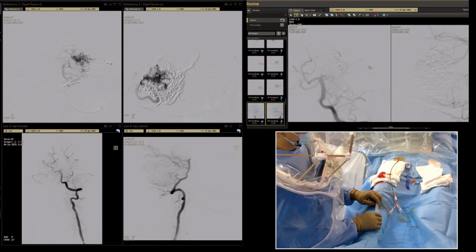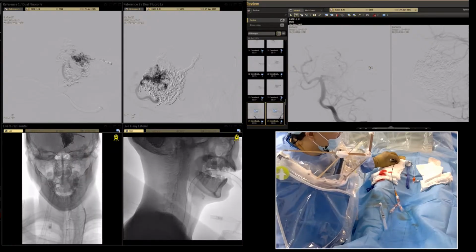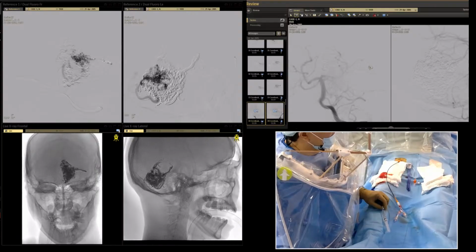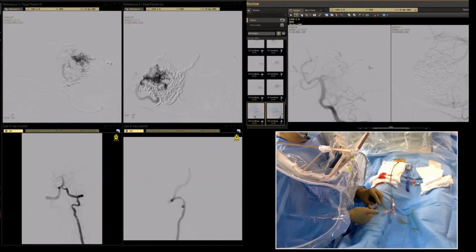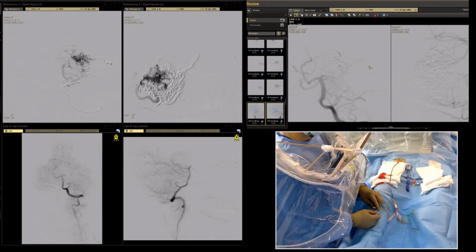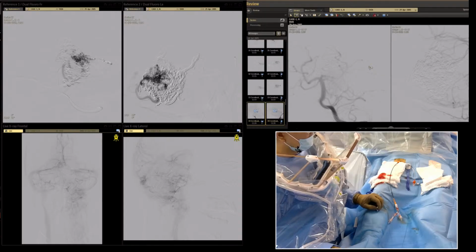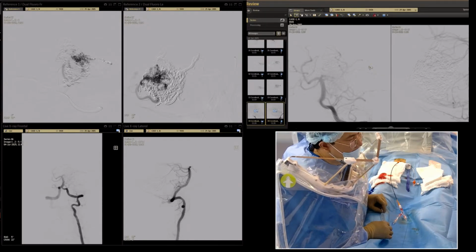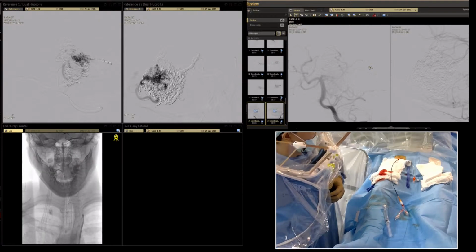The blood pressure is 105. Now I will take this here. It's like an angio from the common carotid to check the territory. Yes, the territory is clear. Okay.